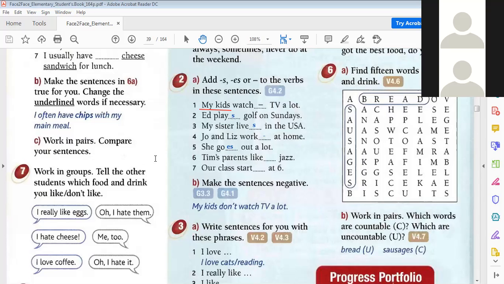Okay, what about number 6, Amira? What do we use in number 6? I don't know. Can you try? Tim's parents like jazz. Okay, so Tim's parents. When we say Tim's parents, are we talking about one person or more?